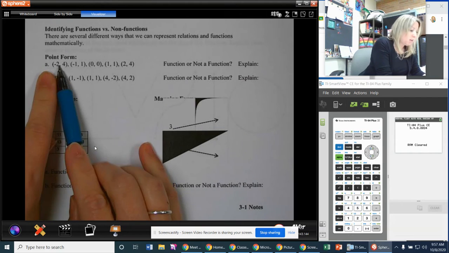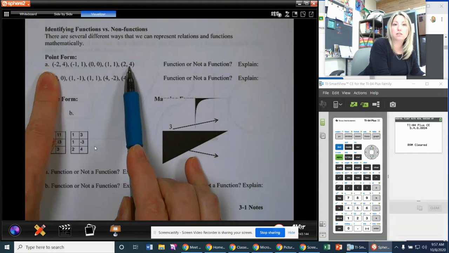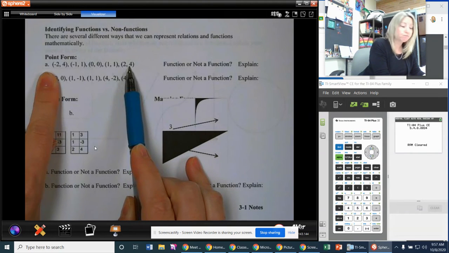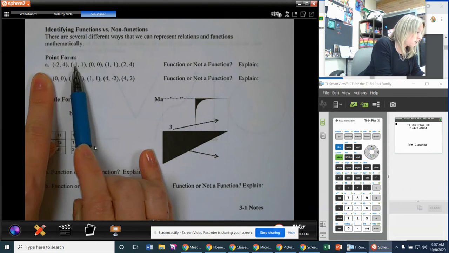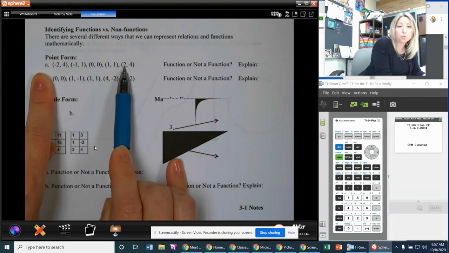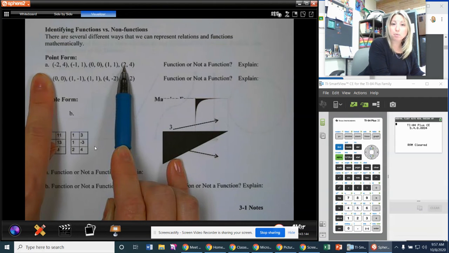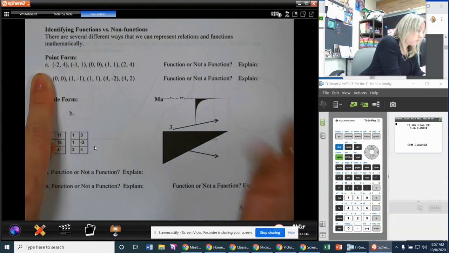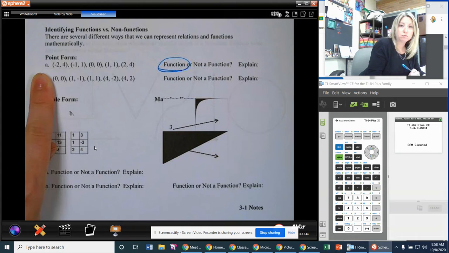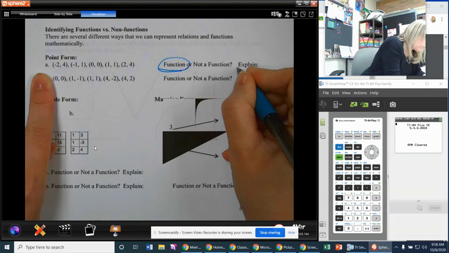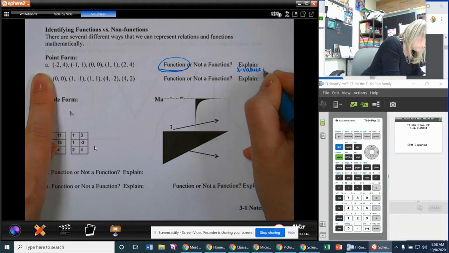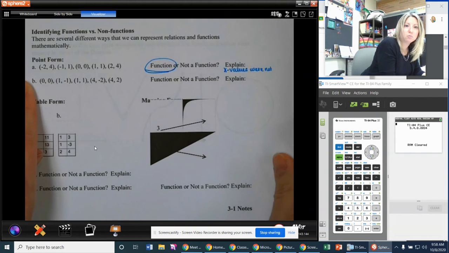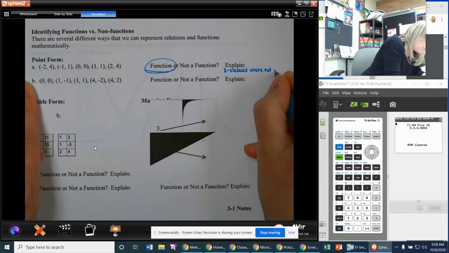So when I'm given a whole bunch of points like this and asked, is it a function or not a function? I look specifically at my X values. -2, -1, 0, 1, 2. Were any X values repeated? No, this is a function. Explain. X values were not repeated.